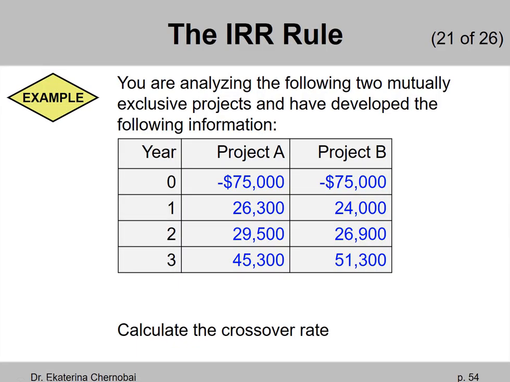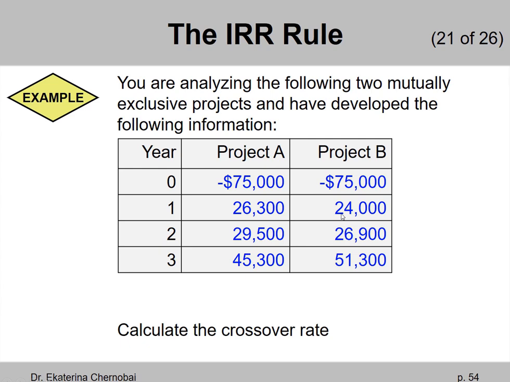Here's another example on calculating the crossover rate. You're analyzing the following two mutually exclusive projects and have developed the following information. Project A would require an initial investment of $75,000, so that's a negative cash flow. Then in years 1, 2, and 3, it will generate the profits in the following amounts: $26,300, $29,500, $45,300.